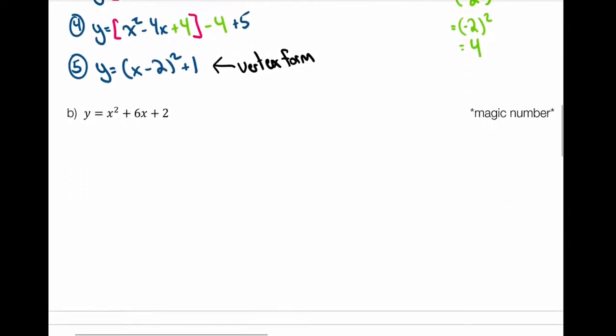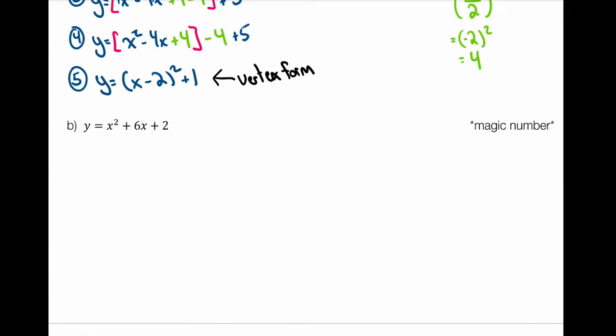So moving on to another example, we're going to do the same thing. The first step, I want to put brackets around the first two terms. The second step, take that second number, or the number in front of the x, so 6, divide by 2, and then square it. So 3 squared equals 9.